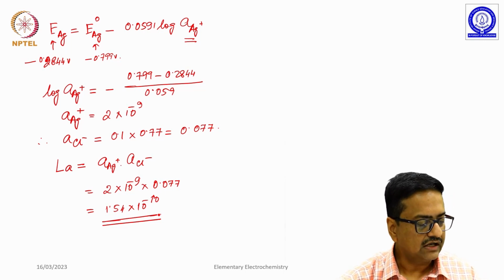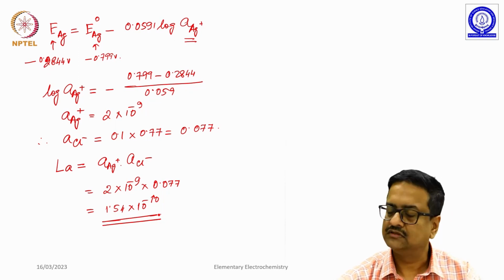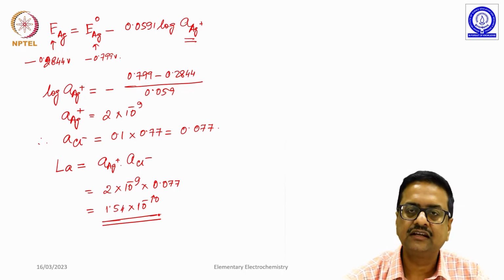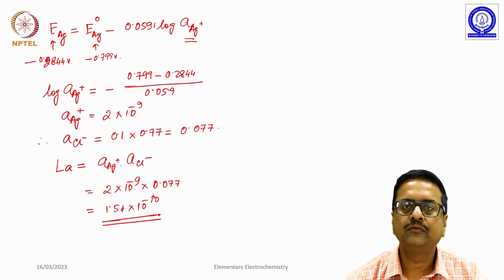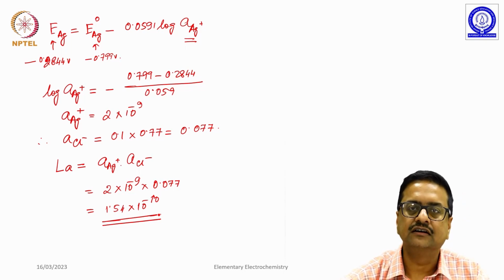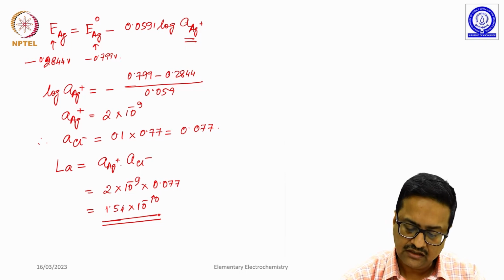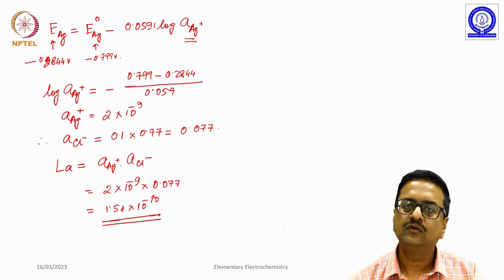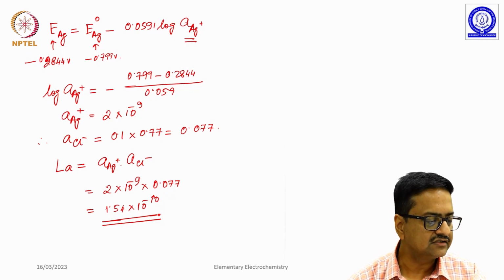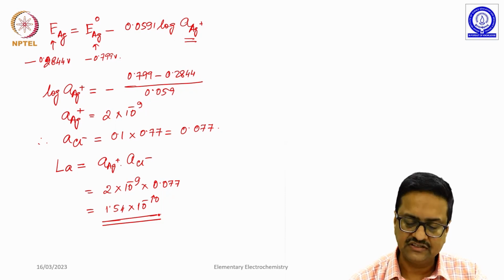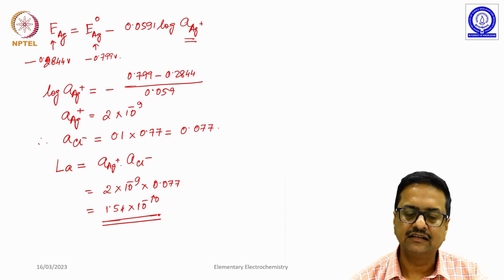So this is how one can easily determine the solubility product of sparingly soluble salt using two different methods, conductometric method and a potentiometric method. So we will continue from here in the next class and talk about how one can determine the dissociation constant of weak acids, weak dibasic acids like oxalic acid. Thank you.